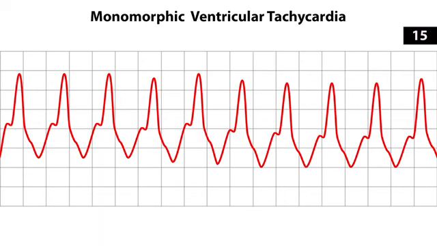Now the rate of VTach is generally greater than 100 beats per minute, but may vary widely. And the rhythm is usually regular, although there may be slight irregularity of those RR intervals. Now the width of the QRS complex is generally greater than 0.16 seconds, which is widened.